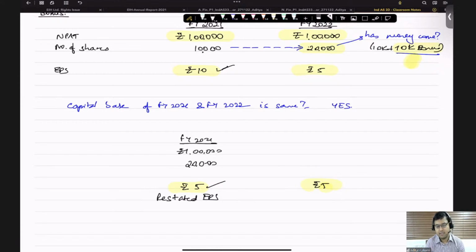Is it understood? Yes. So now when the reader of financial statements looks at ₹5 and sees the word restated, he will then understand that ठीक है, so because of bonus shares उन्होंने restatement किया है. They have made a restatement. Is it okay? Yes. All clear? Treatment समझा अपने को? Yes.